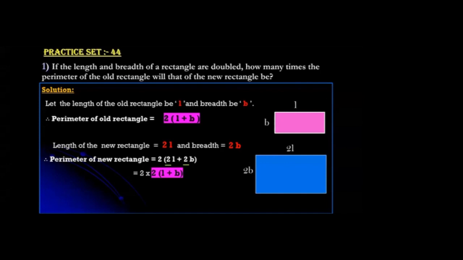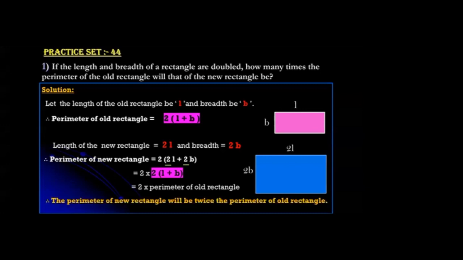So it will be 2 multiplied by 2 times of length and breadth. So 2 times length plus breadth, what is it? It is the perimeter of the old rectangle. So 2 times the perimeter of the old rectangle. Therefore, children, the perimeter of the new rectangle is twice the perimeter of the old rectangle.